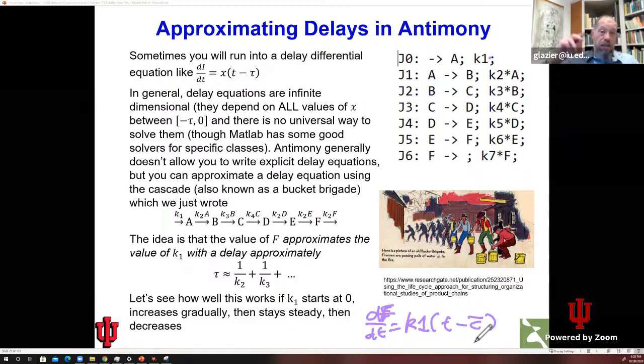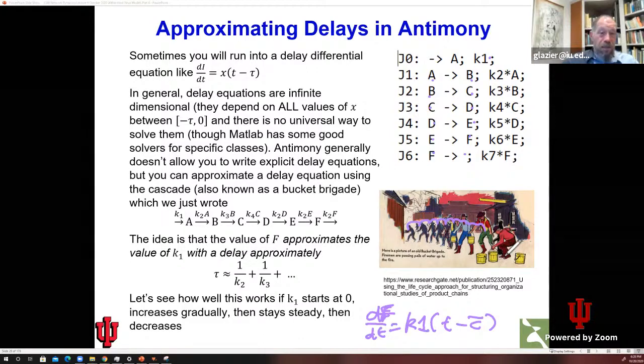If I write a cascade reaction of the kind that I have, I can think of this as the amount of material in K1 being passed to variable A. It's being passed from A to B, from B to C, from C to D, from D to E, from E to F. And F, it's going away eventually. And that's called the Bucket Brigade. You can think of it as water being passed from one person to the next person, to the next person, to the next person.